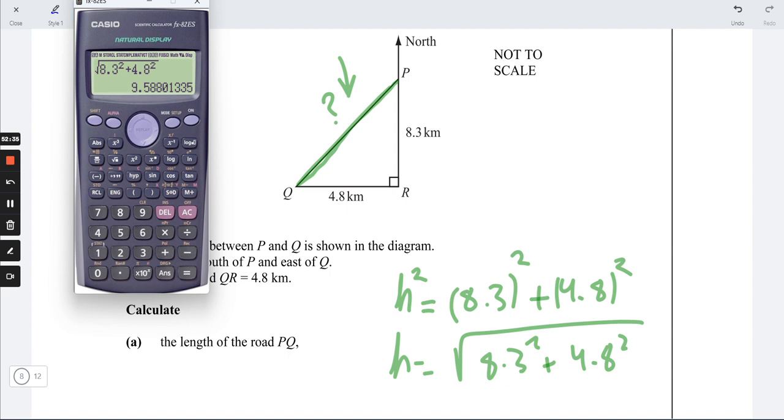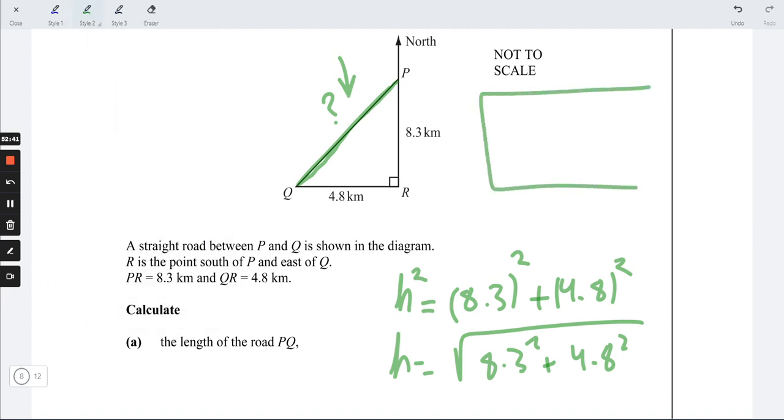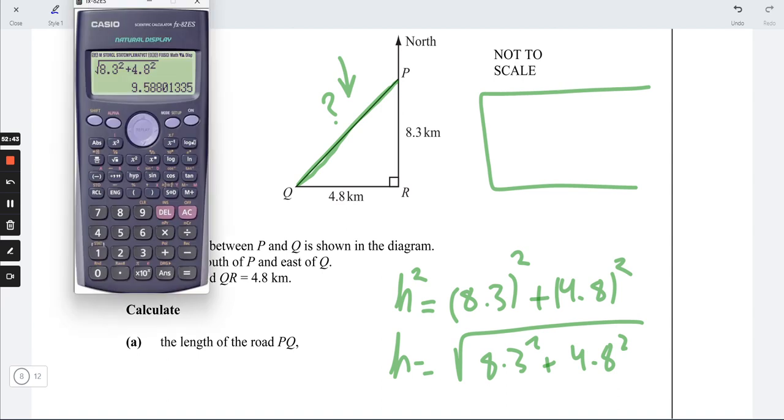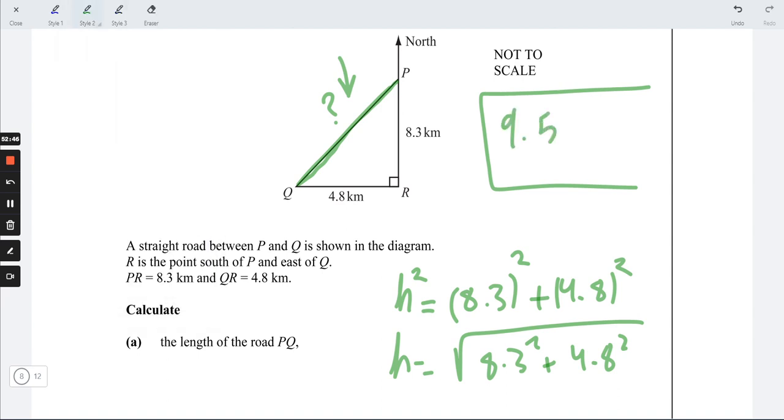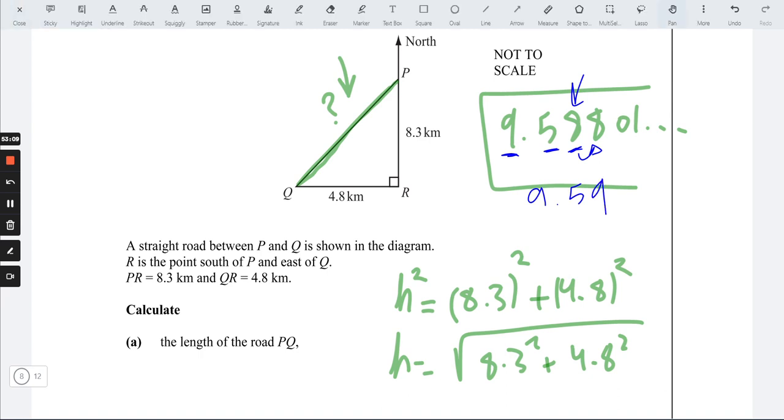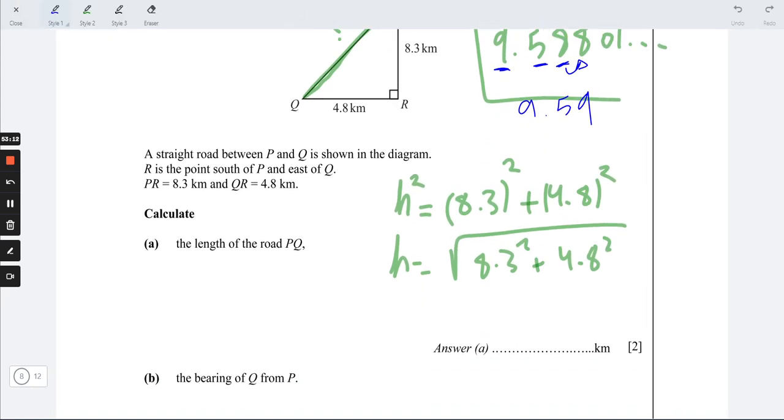And please, I will explain it here. The answer in our calculator is 9.588, again 01, and so on. For 3 significant figures, the first significant figure is 9, second is 5, 8 is third. Beside it is 8, more than 5, so you should add 1 to 8. You will get your answer 9.59, and write it down in the space provided down here. So it's 9.59 kilometers.